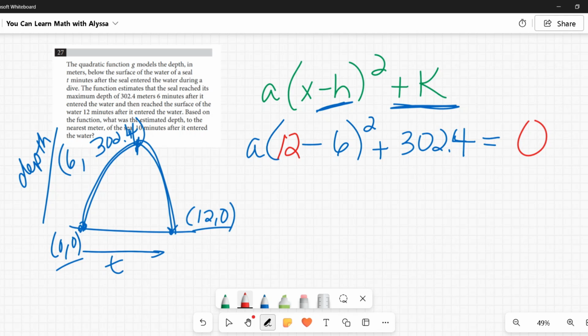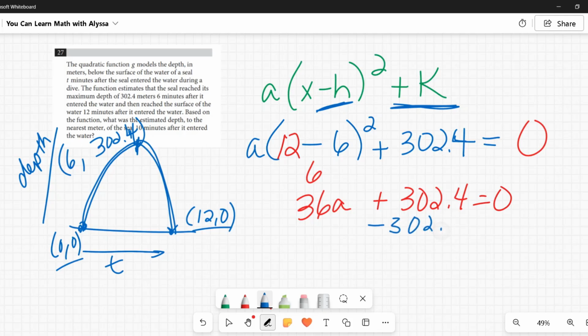So 12 minus 6 is 6. 6 squared is 36. So 36 times a plus 302.4 equals 0. Well, that's much nicer. Much more straightforward. So let's solve for a here. We're adding 302.4. We want to do the opposite of that, so we subtract 302.4 on both sides.